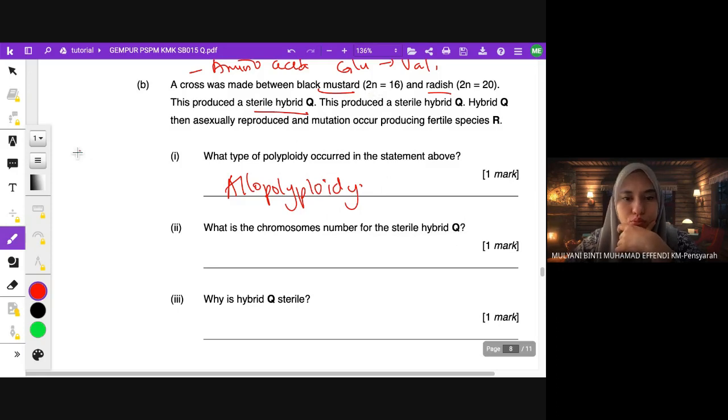What is the chromosomes number for the sterile hybrid Q? Jadi kamu kena buat 2N equals to 16 kali dengan 2N equals to 20. Yang ini gamit dia 8, yang ini gamitnya 10. Jadi N plus N equals to 18. Okay.